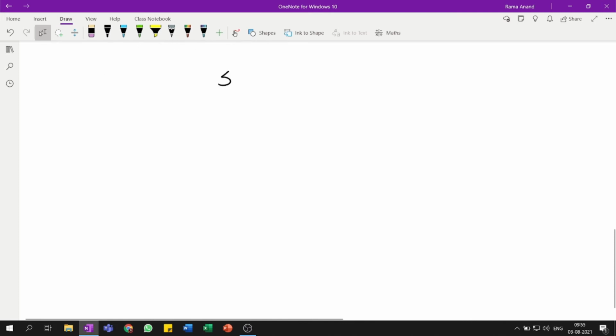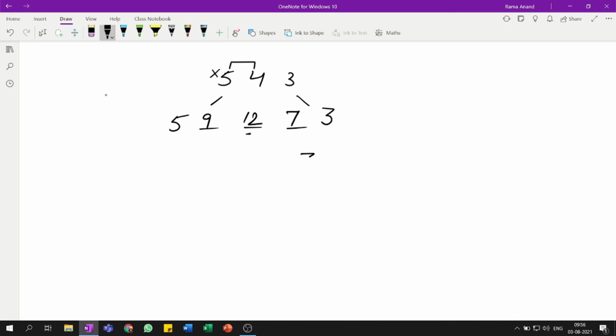Suppose 543. Now 5 as it is, 3 as it is. How to do this? In between I'll have 3 numbers. So 5 plus 4, 9, 9 plus 3, 12. And now leave 5, take 4. 4 plus 3, 7. Out of these 12, keep 2 here and 1 move forward. So 9 plus 1 is 10 and 1 will go here and this will be my answer. So in this way you can simply multiply the 3 digits number with 111.